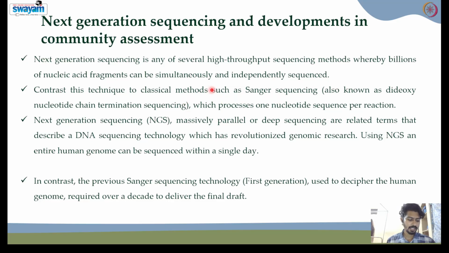What happens here in Sanger sequencing? They used to process one nucleotide sequence per reaction. So at a time you can analyze only one nucleotide sequence.